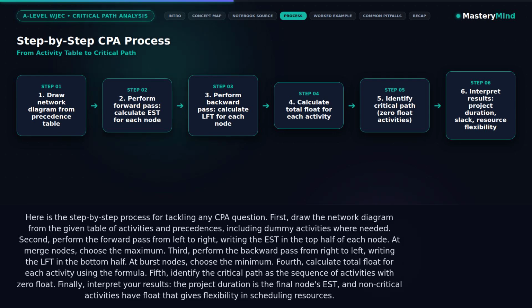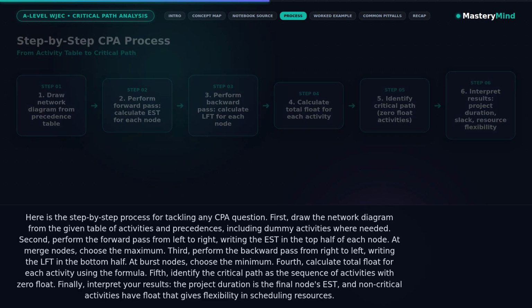Fourth, calculate total float for each activity using the formula. Fifth, identify the critical path as the sequence of activities with zero float. Finally, interpret your results. The project duration is the final node's EST, and non-critical activities have float that gives flexibility in scheduling resources. Let's work through a typical exam question.